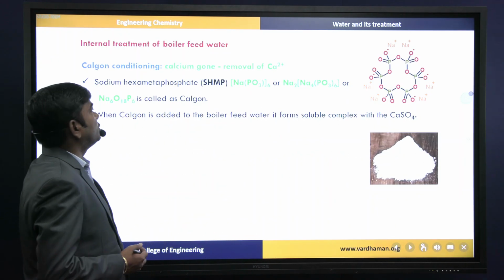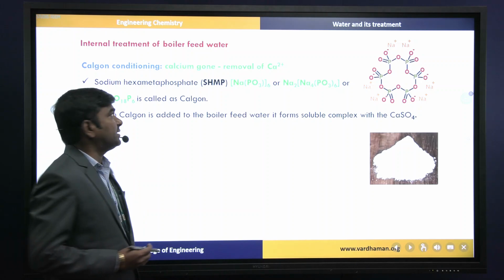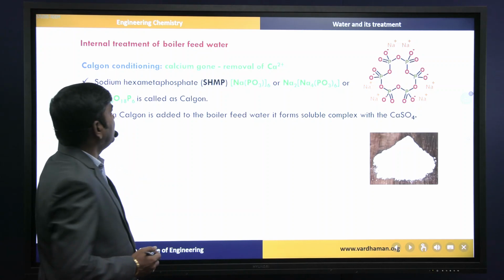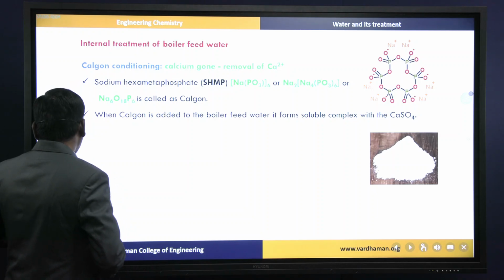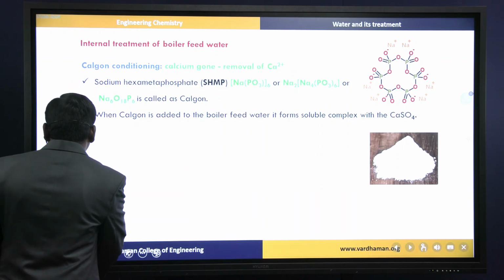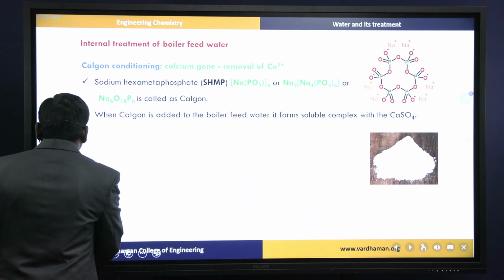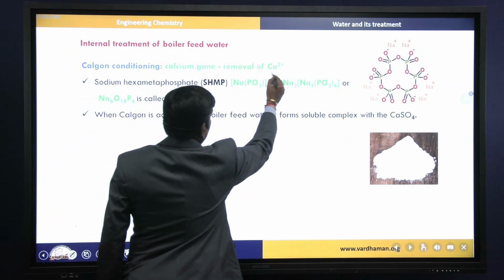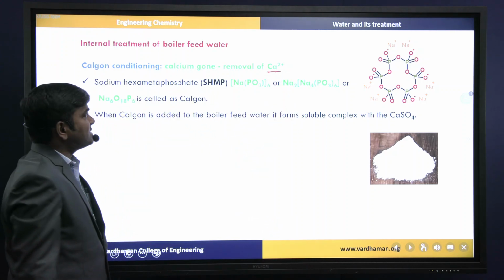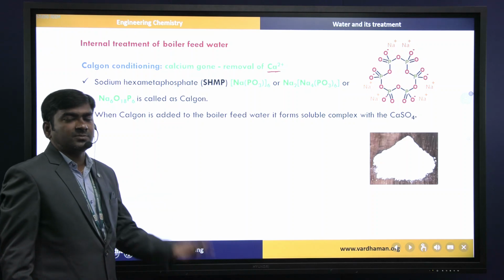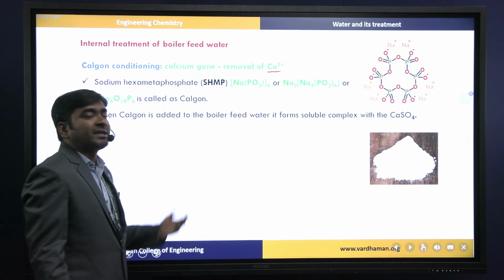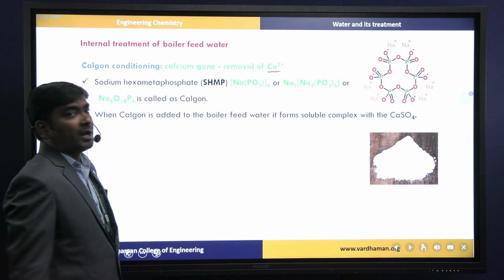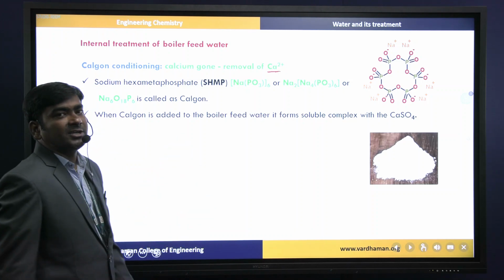In the internal treatment method, there are many methods. Particularly today I am going to discuss three methods. Number one is the Calgon conditioning method. Here Calgon means calcium gone. That means in this method we are going to remove calcium salts, that is, calcium plus 2 salts: calcium chloride, calcium sulfate, calcium nitrate, even calcium bicarbonate. Those calcium plus 2 related salts are removed by this Calgon conditioning method.